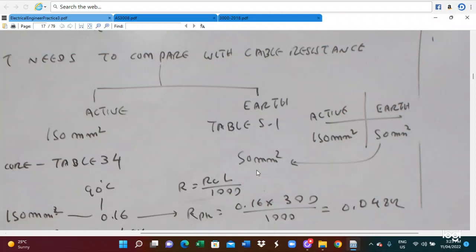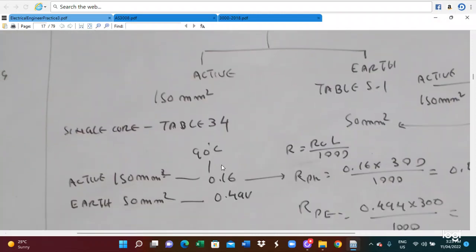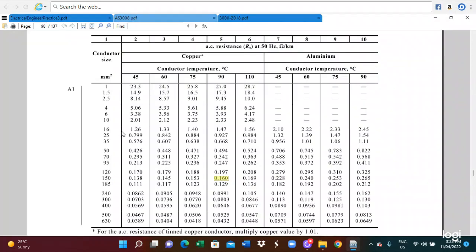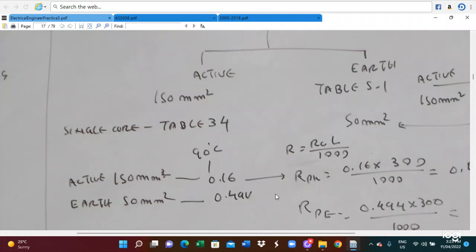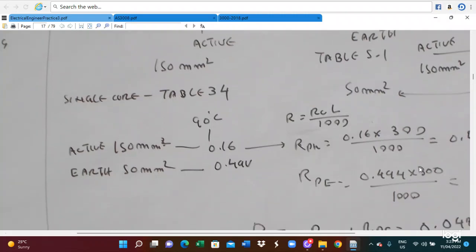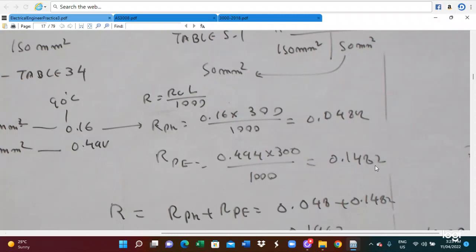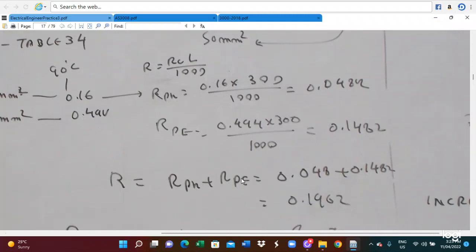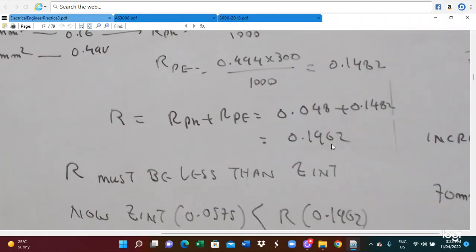Then based on the 50 millimeter square, we refer to table 34 and find out the resistance. Given 34, 50 millimeter square, 0.494. So this 0.494 we substitute here. 0.494 multiplied by 300, divided by 1000. So RC is 0.494 times 300 divided by 1000, and you get 0.1482. Then we add together the resistances RBA and RC. So 0.048 plus 0.148, you get 0.1962.